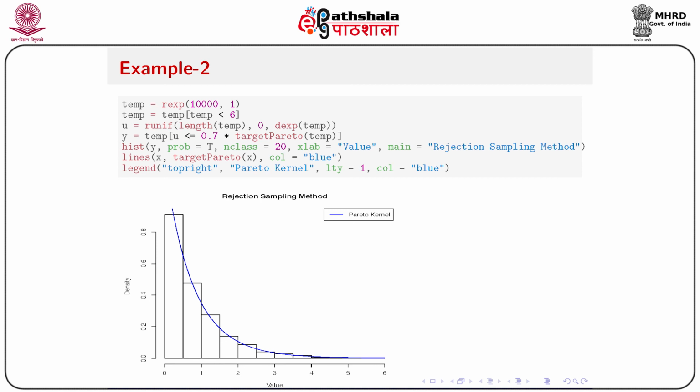For the x label we can assign the values, and for the main title we can write rejection sampling method, and we'll again superimpose the line of the target Pareto x in blue color, and then in the legend at the top right we can write that the Pareto kernel indicates. So that's how you can assign the legend over there. So it's showing that there is a nice fit over there.